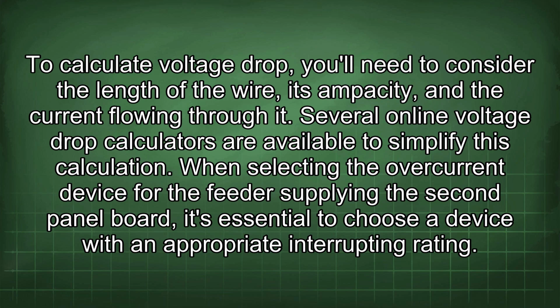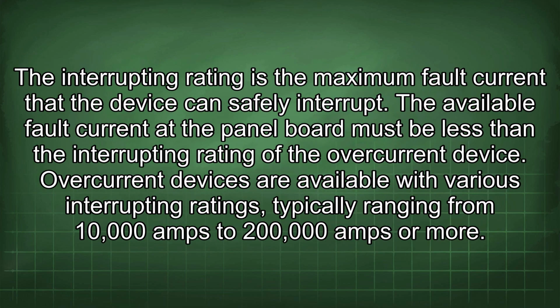When selecting the overcurrent device for the feeder supplying the second panel board, it's essential to choose a device with an appropriate interrupting rating. The interrupting rating is the maximum fault current that the device can safely interrupt. The available fault current at the panel board must be less than the interrupting rating of the overcurrent device. Overcurrent devices are available with various interrupting ratings, typically ranging from 10,000 amps to 200,000 amps or more.